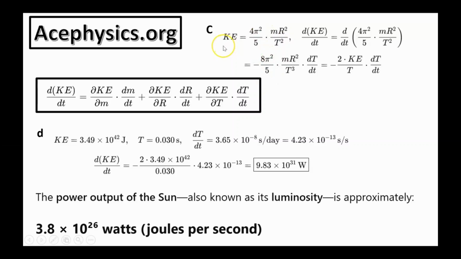Part C asks us to take the derivative of the kinetic energy. In reality, the mass, the period, and the radius are all changing. But to first order approximation, we assume dr/dt and dm/dt equal 0, and it's easy to show that this formula is equal to the time derivative of kinetic energy. For part D, we plug in numbers and find that the neutron star is losing energy at a rate of 9.83 times 10 to the 31 joules per second. This is 1,000,000 times more energy than the output of the sun.